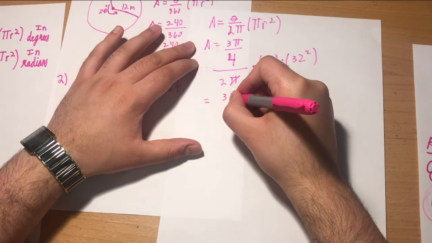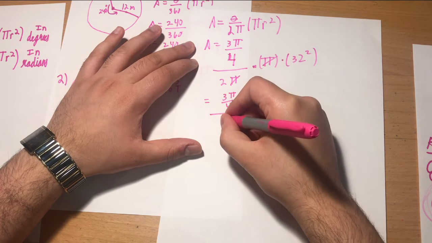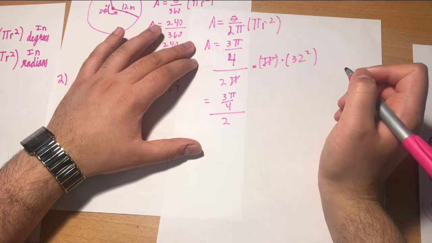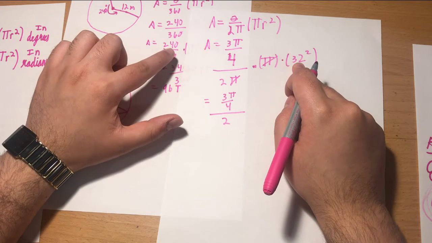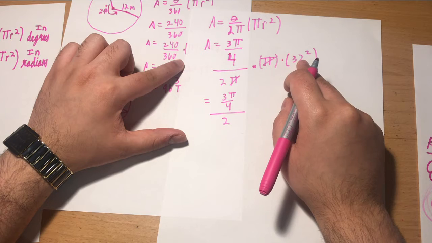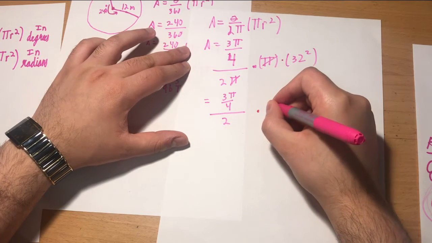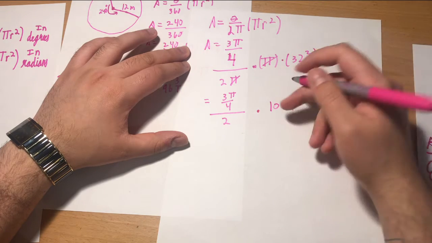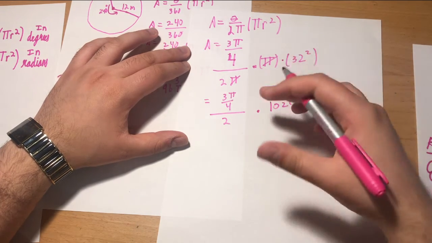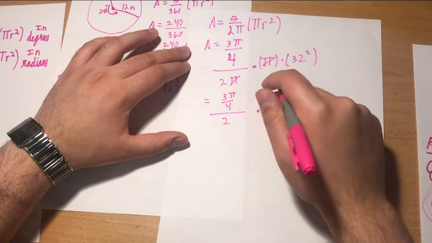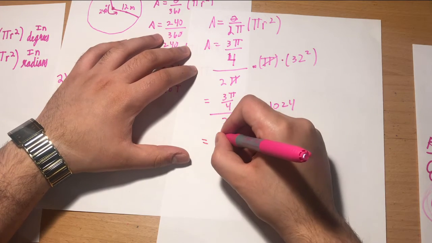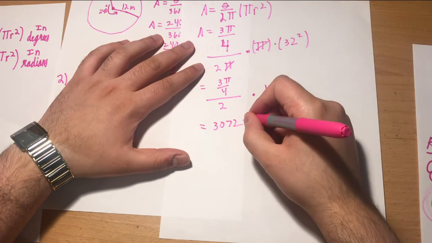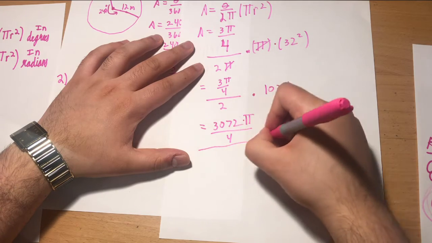And you're going to have 3 pi over 4 divided by a larger 2. Okay? And from here, 32 squared, that's going to be 1024. Okay? So that's going to be multiplied by 1024. And now I'm just going to multiply this the way I would multiply fractions, right, to get the 1024 combined with this. So I have a single compound fraction, right? So multiplying these two together, I end up with 3072 pi over 4 all over 2.